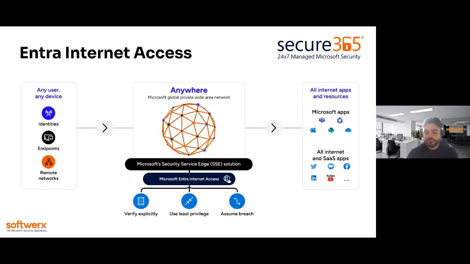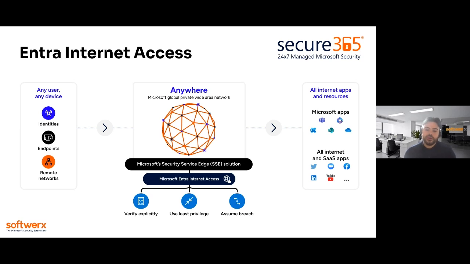It will still channel that traffic through that platform, where at the point of connecting to the SSE solution, we will verify explicitly, we will use least privilege, and we will always assume breach. Really important that at the point of the connection to the SSE solution, we're always working off of zero trust, no matter what we're doing, what the device is, what the user is, whatever the remote network may be, whether it be the head office or a satellite site. We need to verify explicitly, use the least privilege, and assume breach at all times.